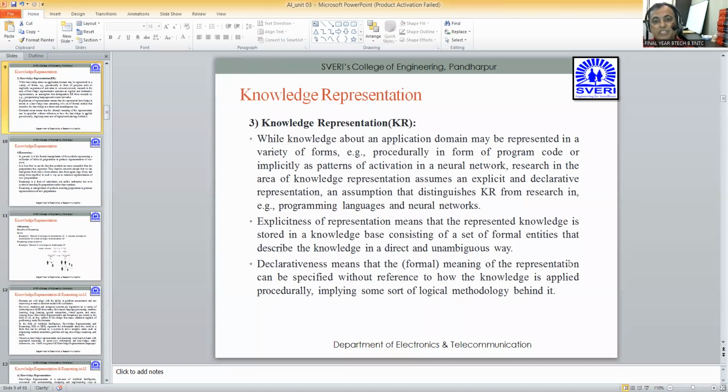So in the next lecture, we'll see reasoning. So we'll stop here.